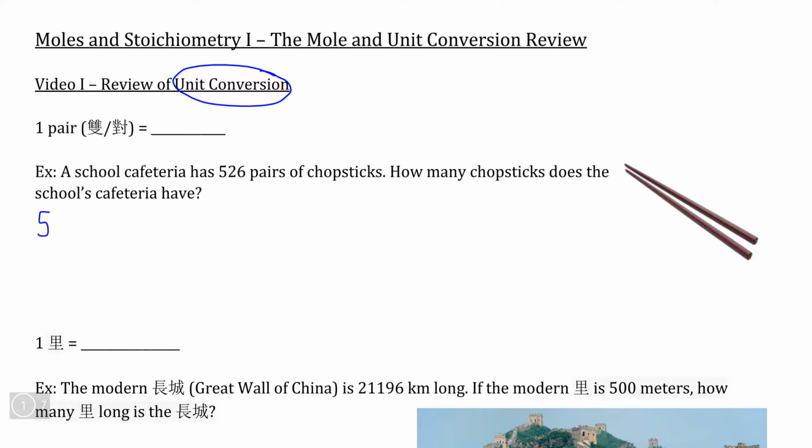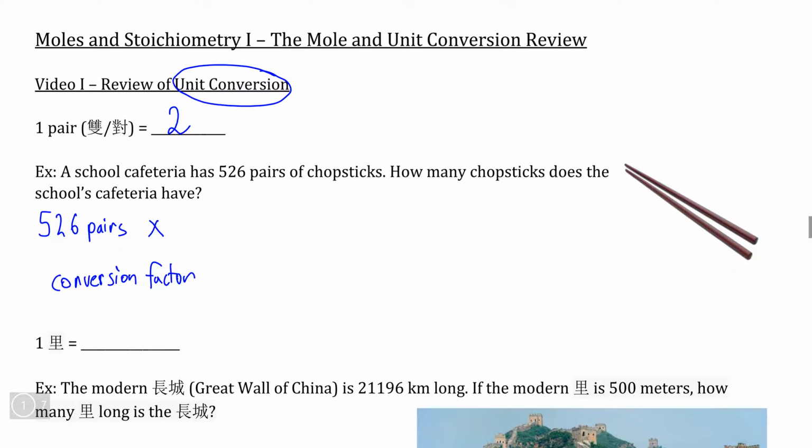If a cafeteria has 526 pairs of chopsticks, how can we calculate how many individual chopsticks are found in the cafeteria? Firstly, we need to find the conversion factor, which we multiply or divide our starting number by to change the unit. So, how many chopsticks are in a pair? As everybody knows, 2.